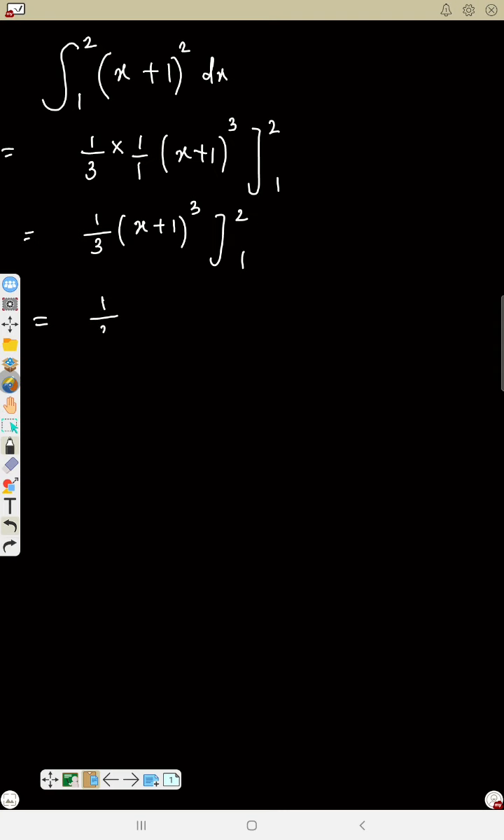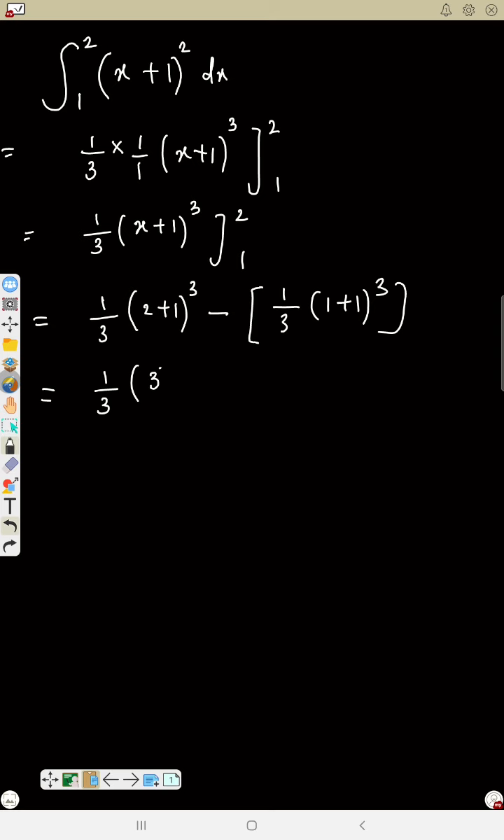That will be 1 over 3 bracket 2 plus 1 raised to power 3. That is, anywhere you see s, put 2. Then minus, anywhere you see s again, put 1. That's how you remove numbers. So that will be 1 plus 1, then raised to power 3, like that. So please always rewatch so that you can understand better. So 1 over 3, 2 plus 1, that is 3 raised to power 3, minus again 1 over 3, 1 plus 2, 2 raised to power 3.